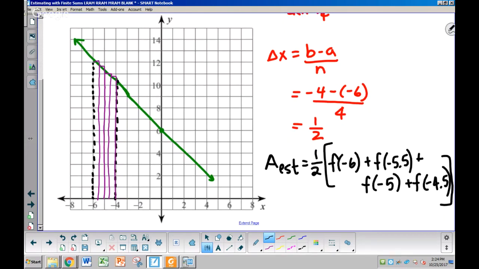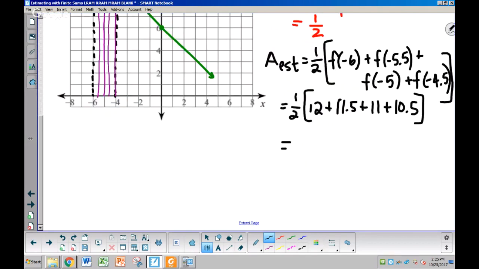So what is f? f is negative x plus 6. So what's the first height going to be? 0. Wait, I have a 12. Yeah, 12 plus, and then when you put 5.5 in, you get 11.5 plus 11 plus 10.5. And if you add all those up, you get 45 over 2, which is 22.5 units squared. Now this is a LRAM with 4 rectangles approximation.